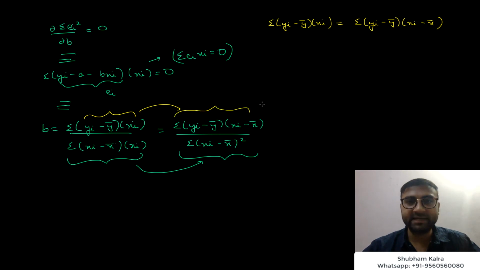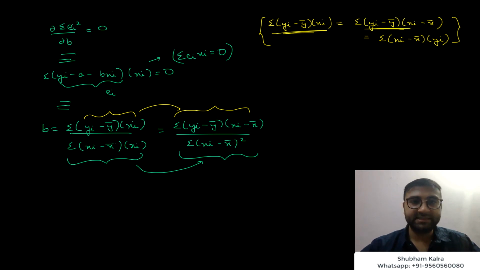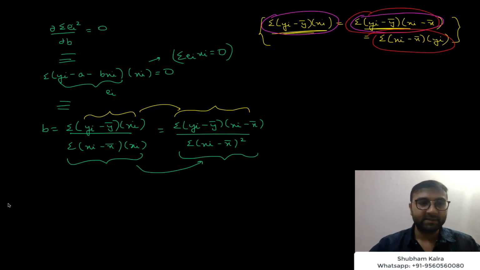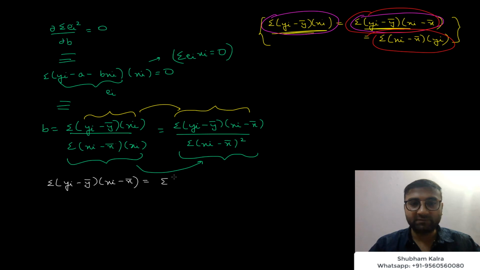So I'm just going to show you that. In fact, not only that, I'm also going to show you that this is also equal to the summation of xi minus x bar multiplied by yi. Right? So these are the three things that I'm going to show you, and I'm going to divide this into two parts. The first part is where I'm going to show you that these two are equal. And then the second part is where I'm going to show you that this and this are equal. So let me first show you that the summation of yi minus y bar multiplied by xi minus x bar is actually equal to the summation of yi minus y bar multiplied by xi.